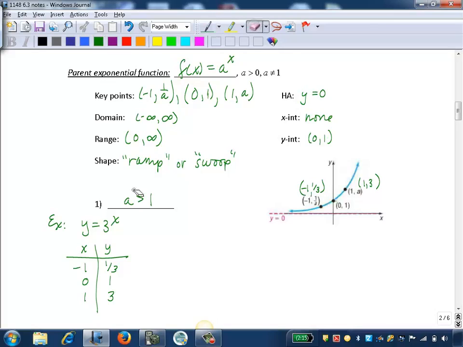So when a is greater than 1, we've got this ramp swoop shape, and it's an increasing ramp shape. That makes sense because a is our growth factor, and if it's greater than 1, that means it's actually increasing. You might want to make a little note here: a is your growth factor.